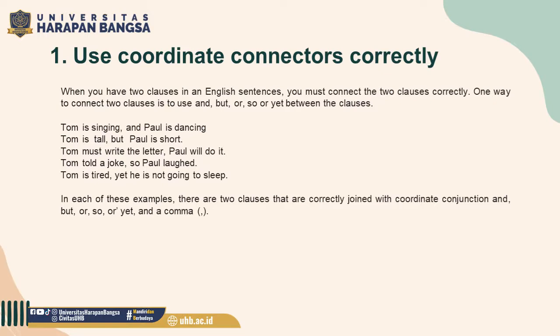Tom is singing and Paul is dancing. Tom is tall, but Paul is short. Tom must write the letter, or Paul will do it. Tom told a joke, so Paul laughed. Tom is tired, yet he is not going to sleep. In each of these examples, there are two clauses that are correctly joined with the coordinate conjunction and, but, or, so, or yet, and a comma.